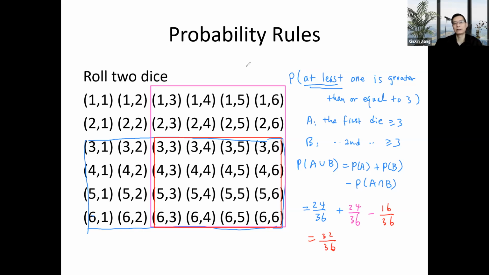Another way, we consider its complement. If at least one is greater than or equal to 3, its complement would be neither is greater than or equal to 3. So both are less than 3, so less than or equal to 2. Okay, so 4 of them. So it's also equal to 1 minus 4 out of 36.